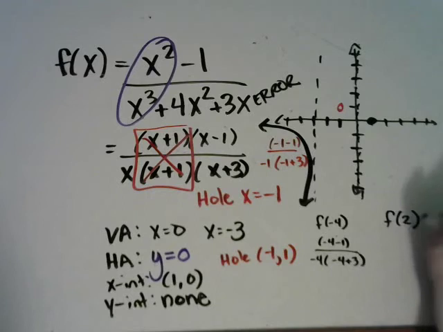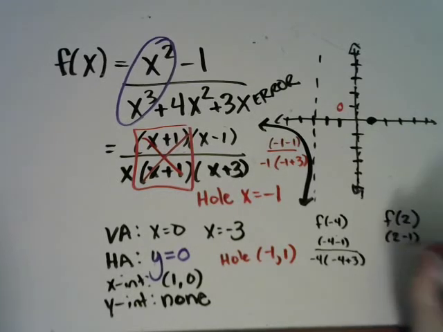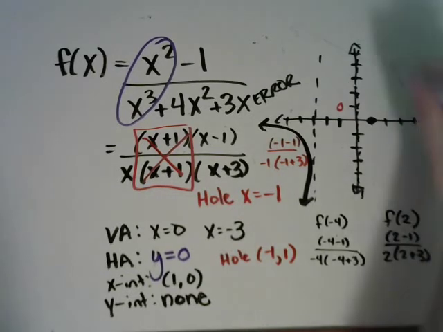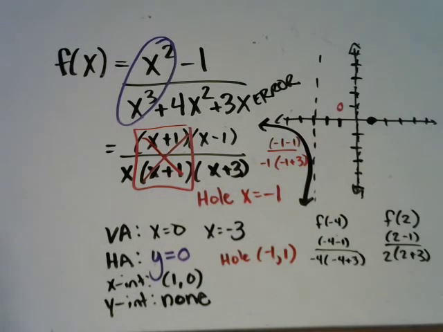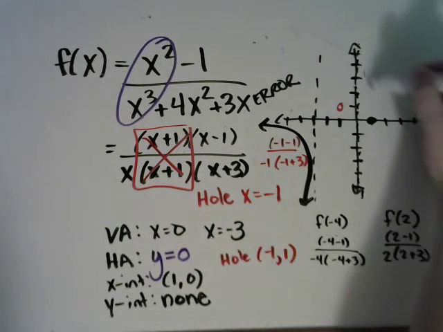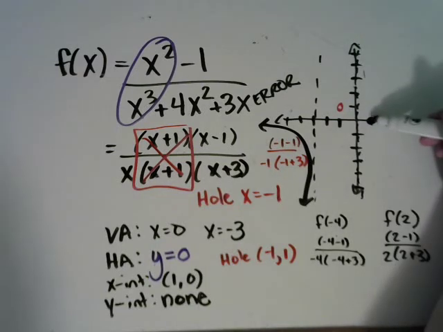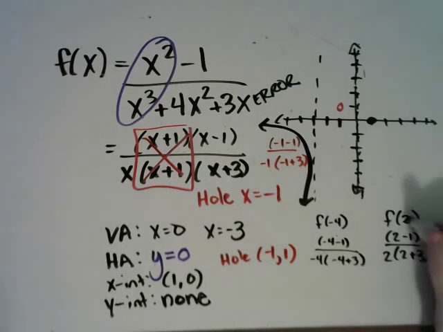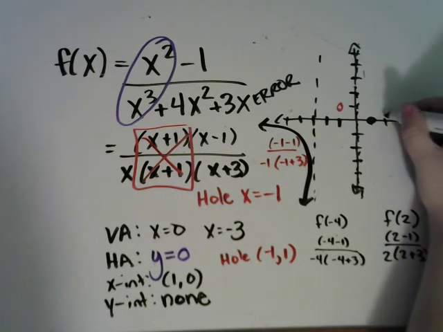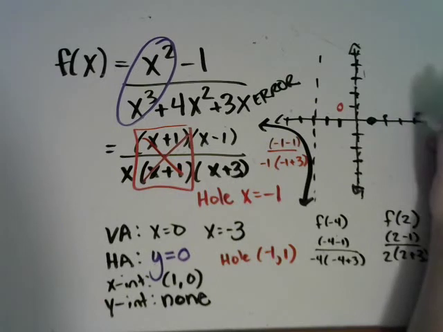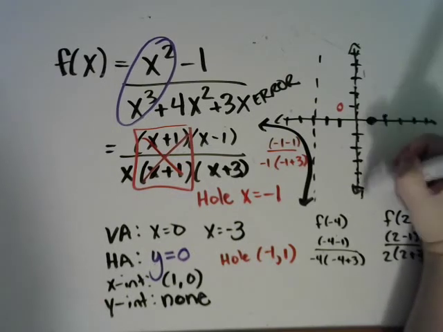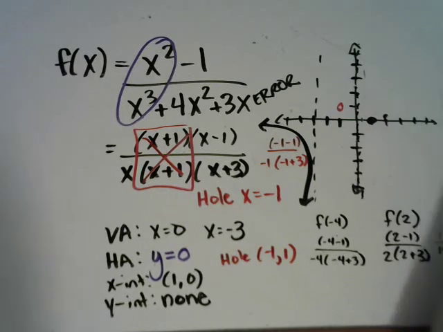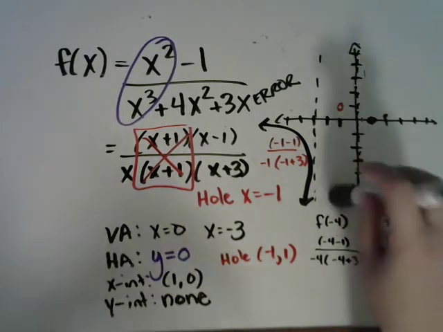Over on this side, I want to try 2. 2 minus 1 over 2 times 2 plus 3 is a positive, which tells me that it should be up here, but then that wouldn't allow me to cross through this point. So let's get a better idea. This is 2, comma 1/10, which is tiny and makes me think that the function should look like this. We're going to try one more test point. We're going to test f of 0.5.